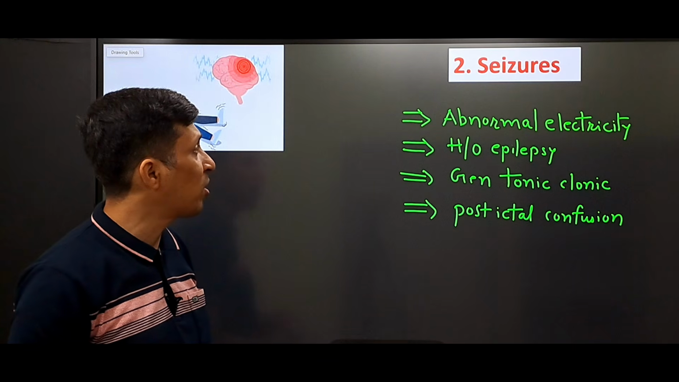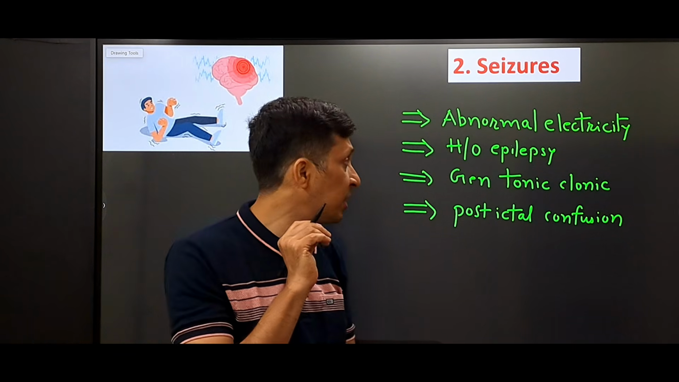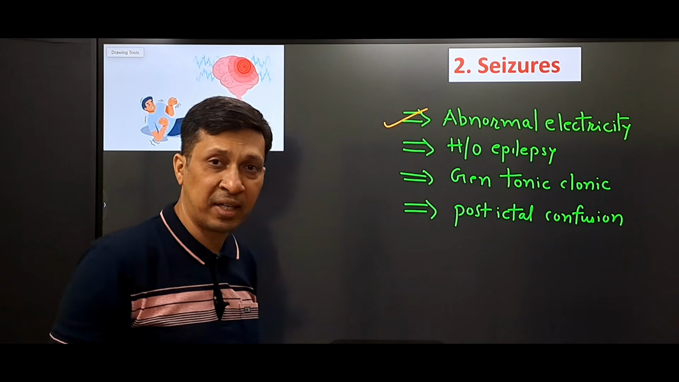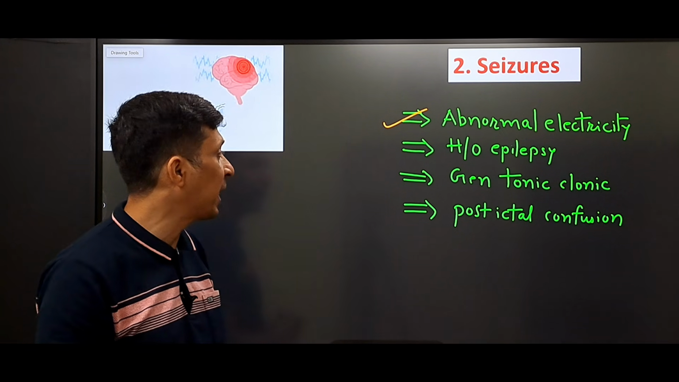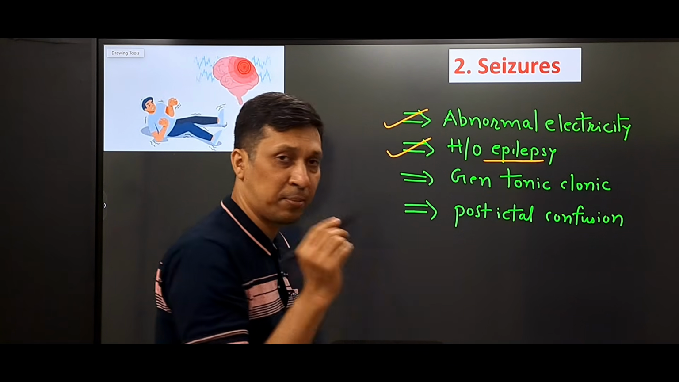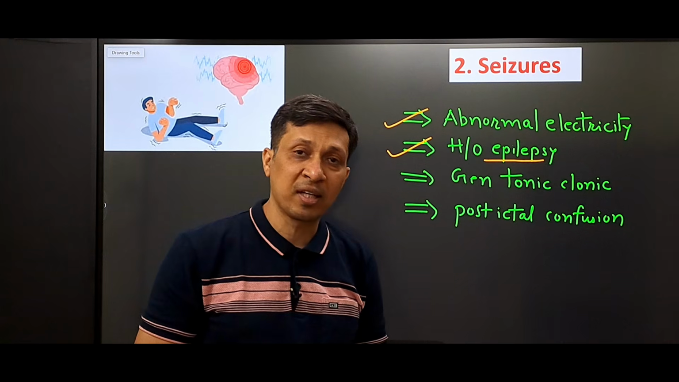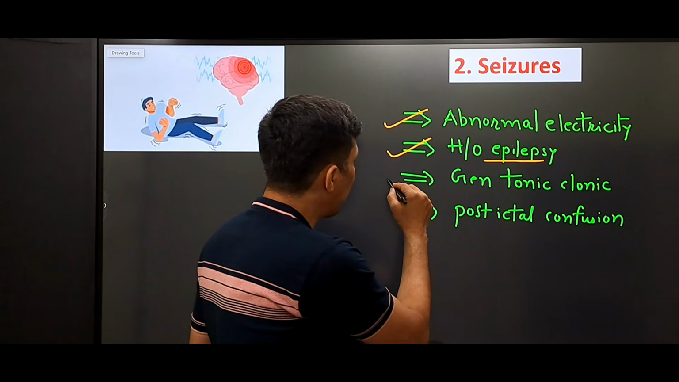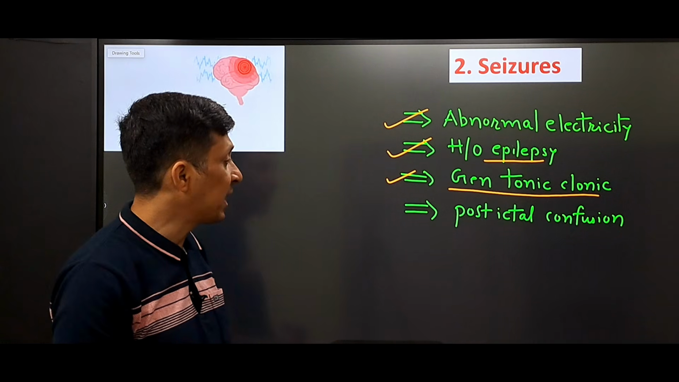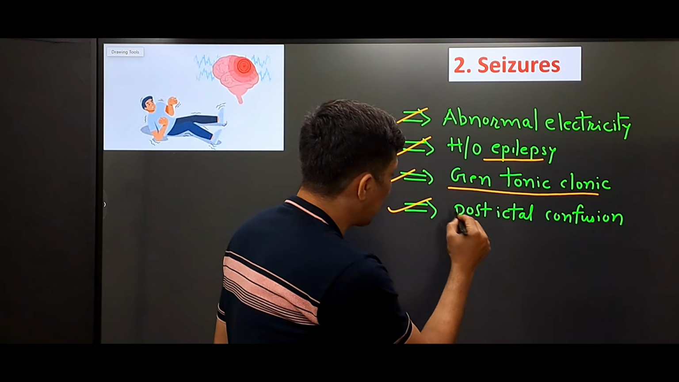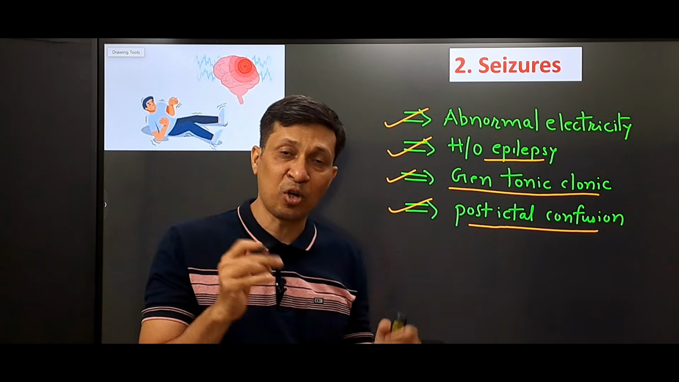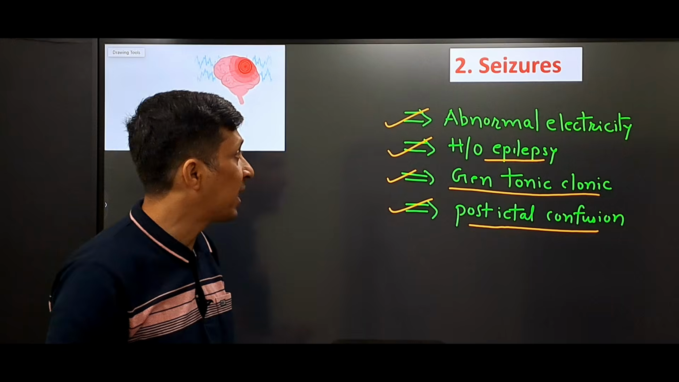Then the second cause is seizures. This is also easy to manage. Seizure is because of abnormal electrical activity in the brain. Here you can get an important clue of the patient having a history of epilepsy. In which type of seizures is unconsciousness common? It is more common in seizures like generalized tonic-clonic seizures. And in this case, postictal confusion or drowsiness is also very common. So this is the second cause, that is seizures.